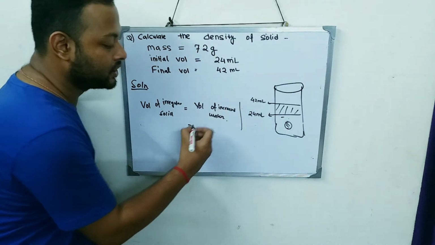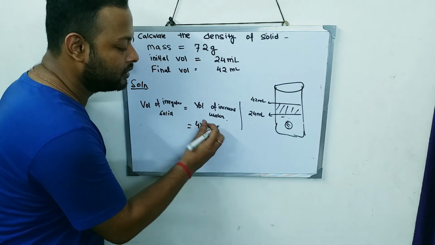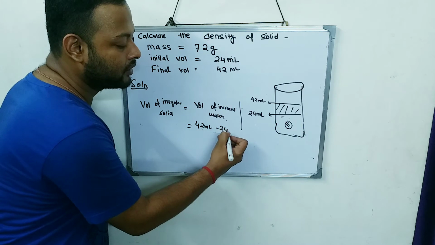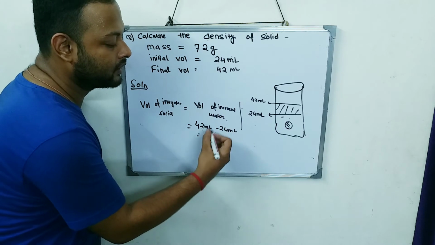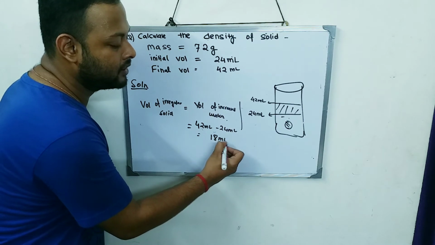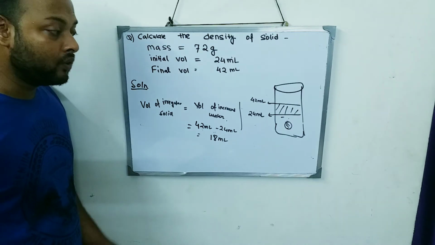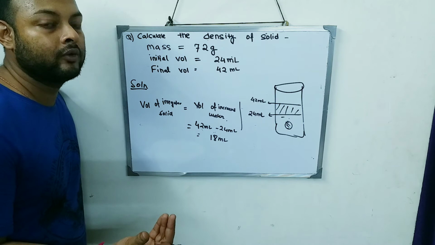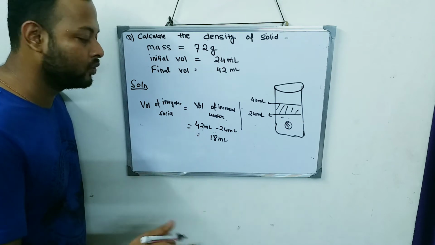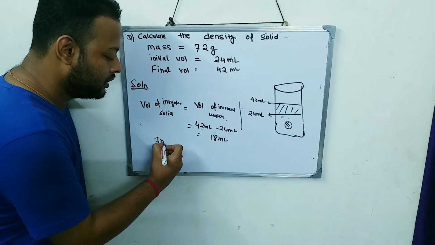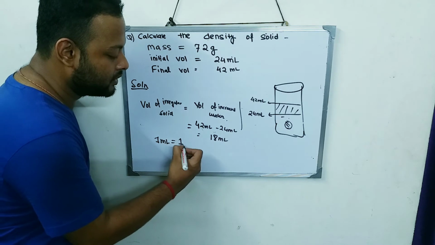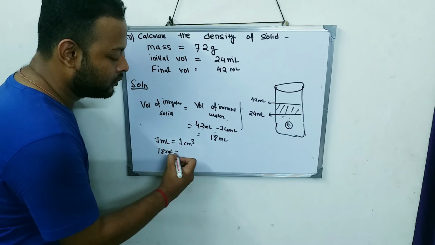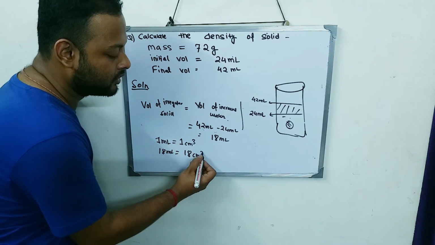Final minus initial. So final is 42 ml and initial is 24 ml. If we subtract it, how much we get? We get 18 ml. But we know ml is a non-usable unit of volume. So I have to convert that into centimeter cube. So 1 ml is equal to 1 centimeter cube. So 18 ml will be equal to 18 centimeter cube.